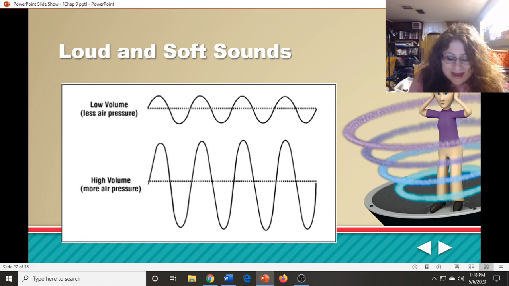The intensity of a sound is measured in decibels. Please highlight that. The intensity of a sound is measured in decibels. The sound of your breathing is about 10 decibels. Talking in a normal voice to your friend is about 60 decibels. The sound of a jet taking off is about 160 decibels. So you have a decibel chart in orange in your book.